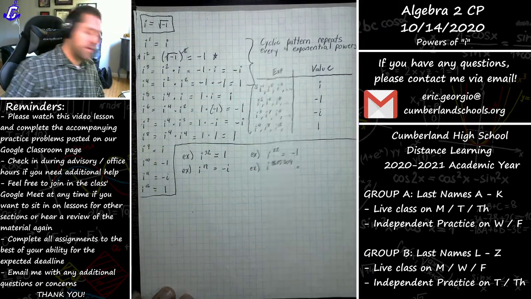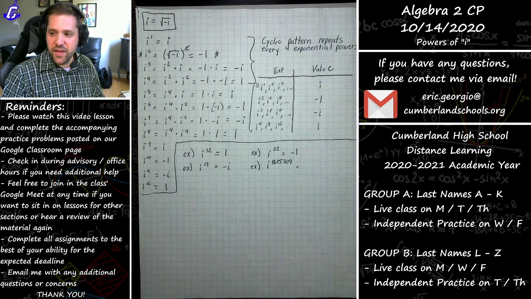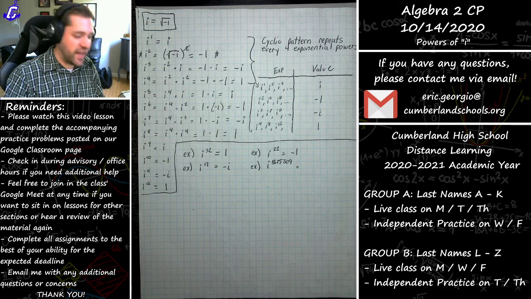Oh boy, some super big jumbo number. Okay. 8,675,309. How do we find i raised to that gigantic power?